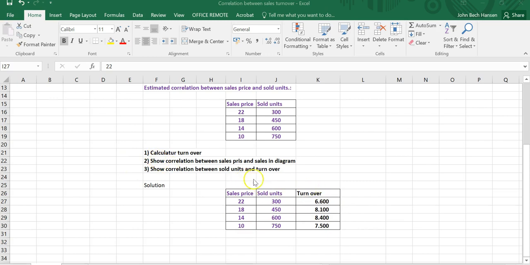Now let's show it in a diagram. The correlation between sales price and sold units is a very typical diagram, and we can go into insert.